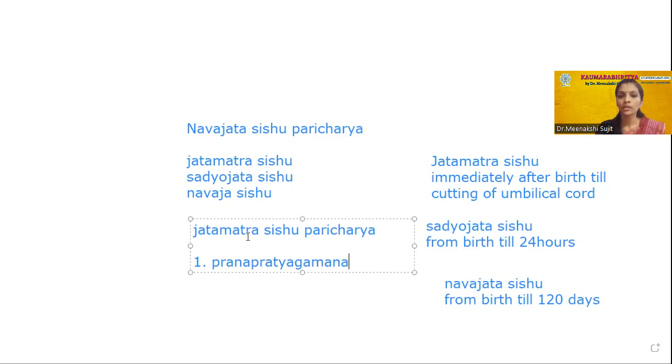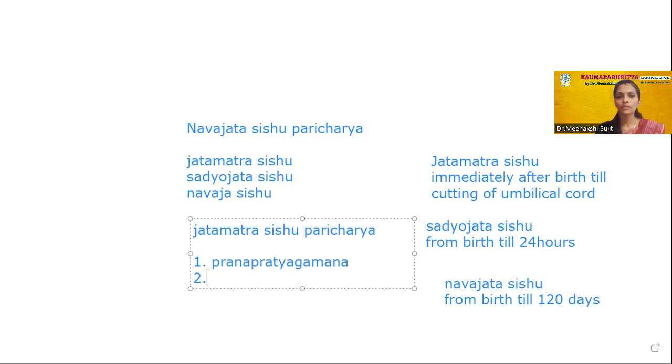Pranapratyagamana is nothing but, as we all came to know in last class, neonatal resuscitation. I think I no need to explain Pranapratyagamana again. If anyone is new who has not seen the 4th point video, then you can go for the Pranapratyagamana or neonatal resuscitation point and find the explanation there.